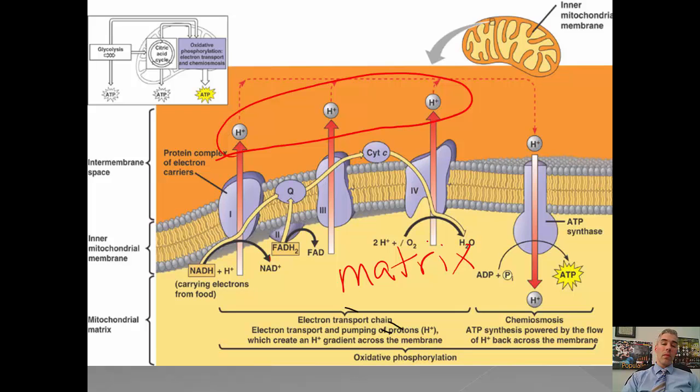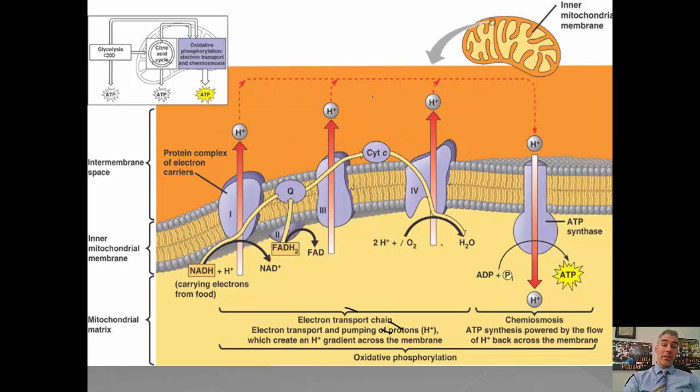Now, what will that do to the pH in the matrix versus in the inner membrane space? Well, if we're adding hydrogen ions to the inner membrane space, that should lower the pH. What happens as you pump hydrogens out of the matrix? You're going to raise the pH of the matrix.